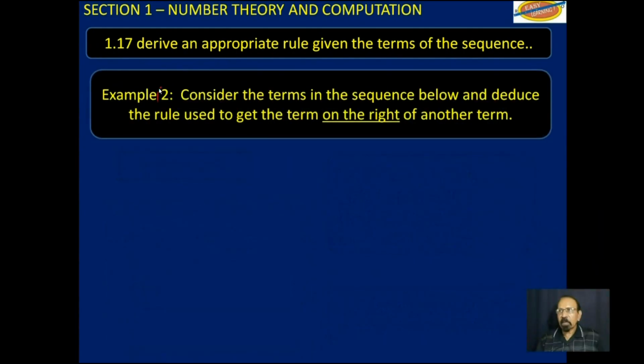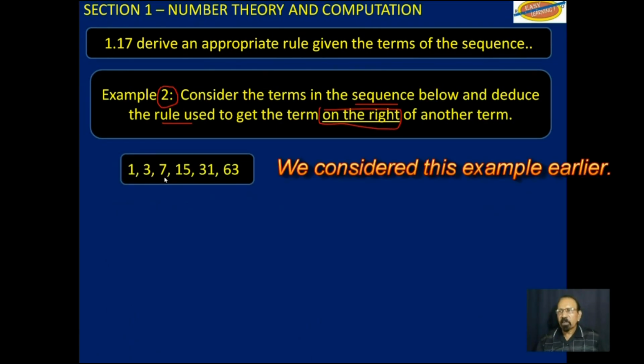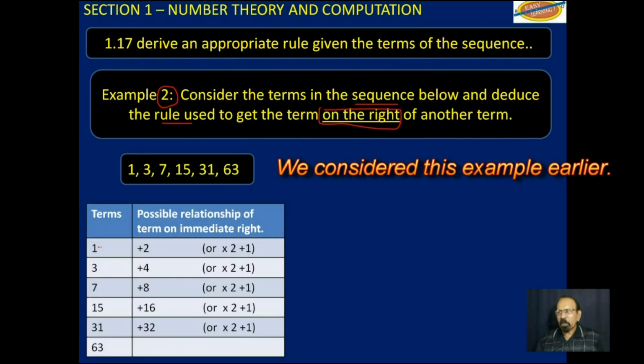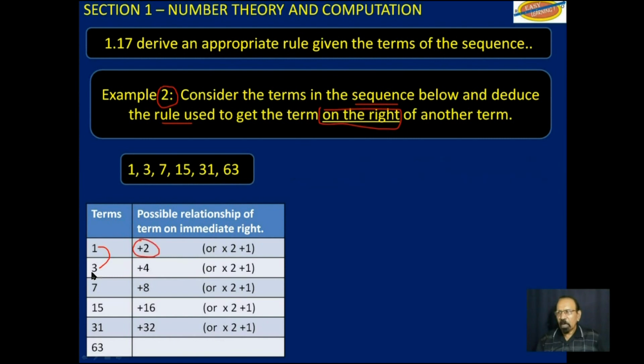Next one, example 2. We will consider the sequence below and deduce a rule to get the term on the right. Now remember, if we could get the term on the right, we will do the converse in reverse order to get the terms on the left. So 1, 3, 7, 15, 31, 63, let's put that in the table. From 1 to 3, you add 2. From 3 to 7, you add 4. From 7 to 15, you add 8. From 15 to 31, you add 16. And from 31 to 63, you add 32.